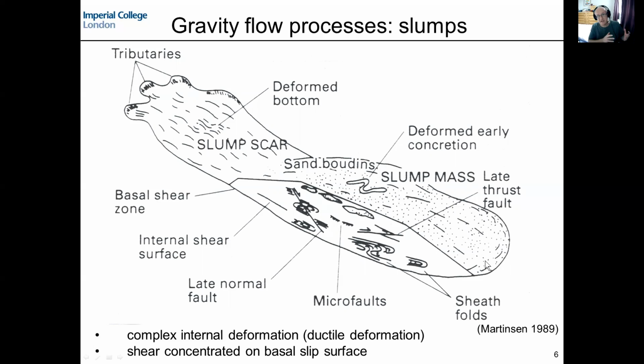So slumps and slides are quite similar. The difference is that slumps have ductile deformation, folds internally. Slides have brittle deformation, faults internally. These two categories are not completely distinct from each other. Slides can change into slumps, for example, as material moves down a slope. And often we group slides and slumps together into a category called mass transport deposits or mass transport complexes.